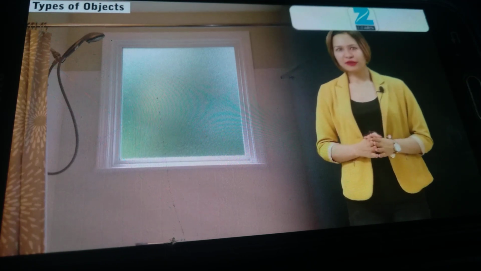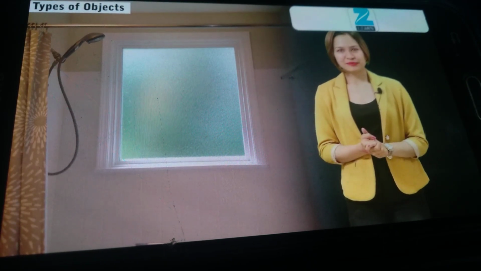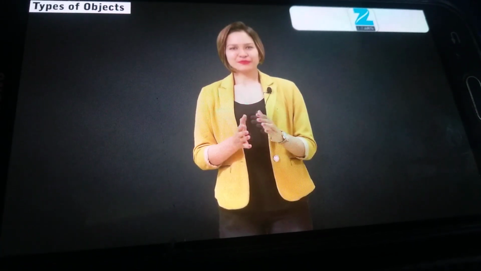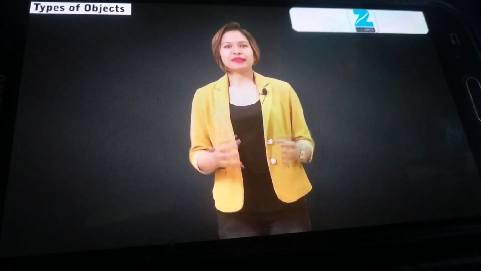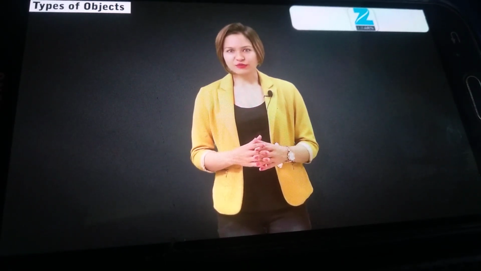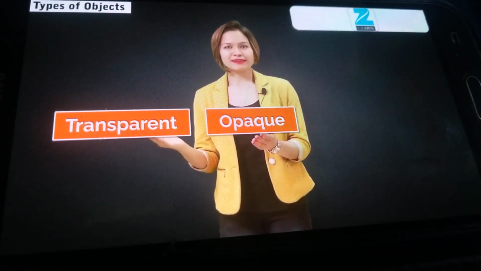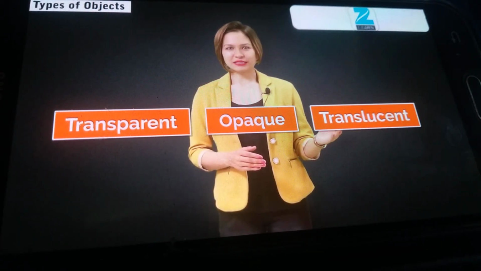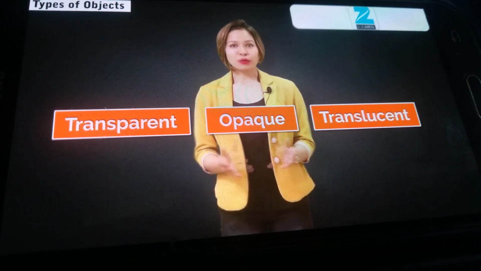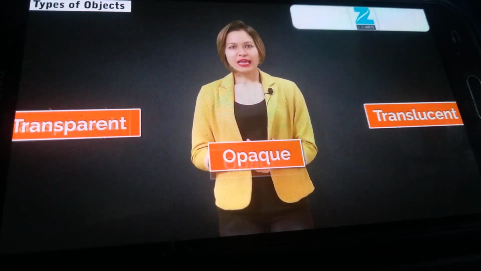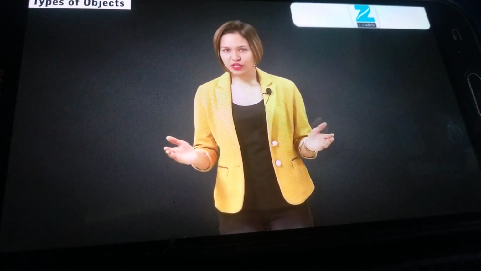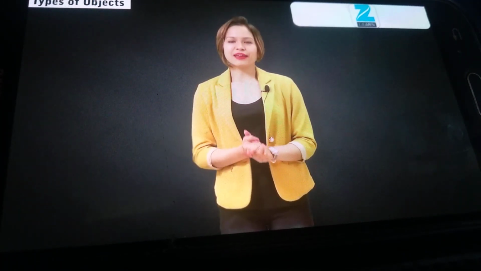So, what do you infer from all these examples? Well, we infer that objects can be broadly classified into three categories: transparent, opaque, and translucent. With this, I end this module, and detailed information about each of them we will discuss in our next module.